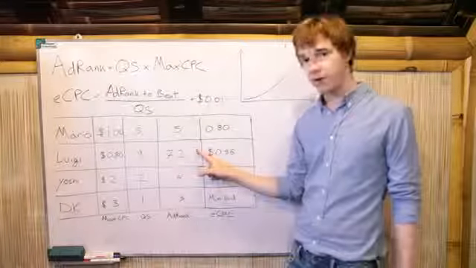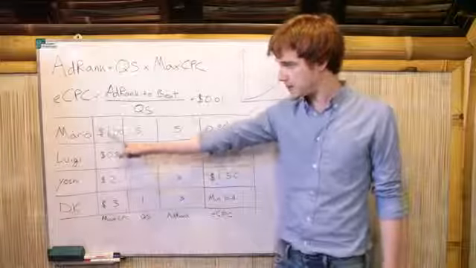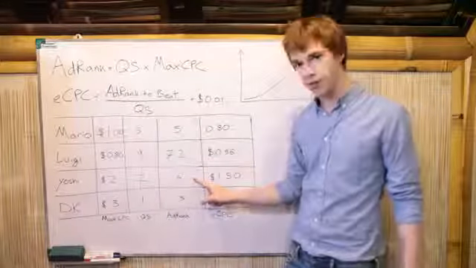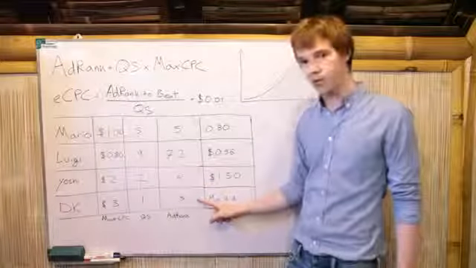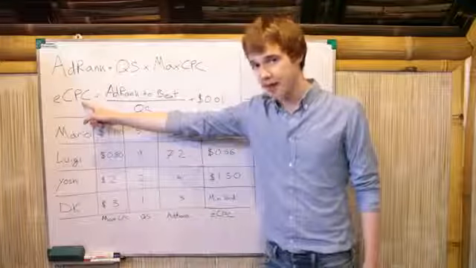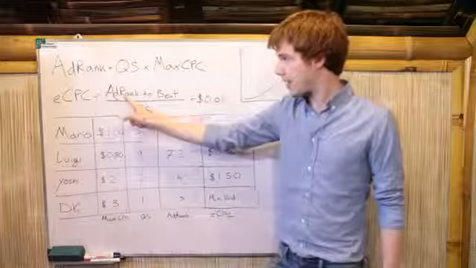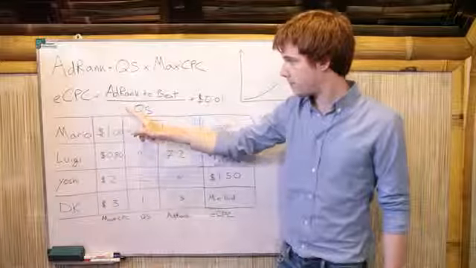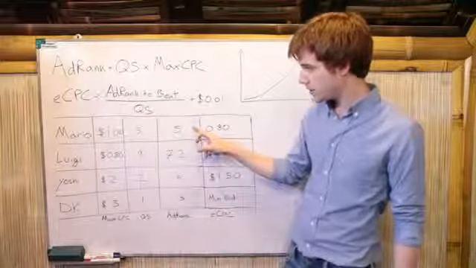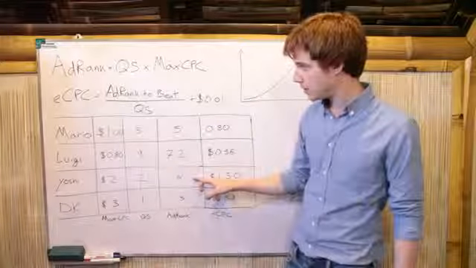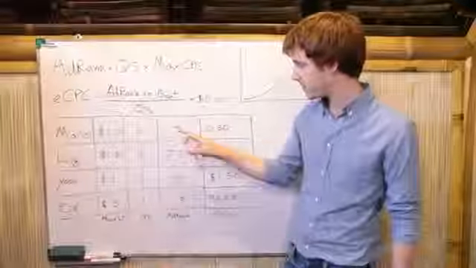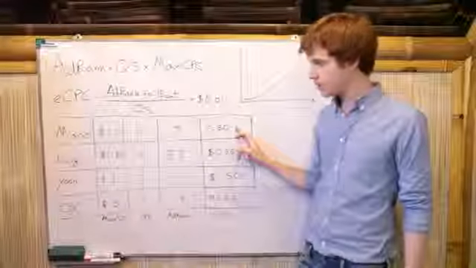Luigi's actually going to score first. Isn't that crazy? He's paying less than Mario. Mario's going to score second, Yoshi's going to score third, and Donkey Kong is going to score fourth, right? And then their ECPC, how much they're actually going to pay, is the ad rank to beat divided by the quality score. So for Mario, number 2, he's got to beat Yoshi, number 3, right? Yoshi's ad rank is 4, divided by the quality score of 5, 80 cents, right?